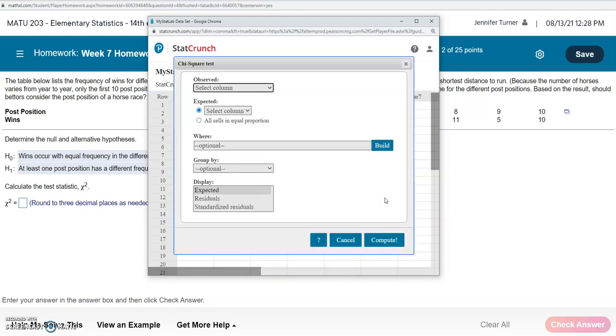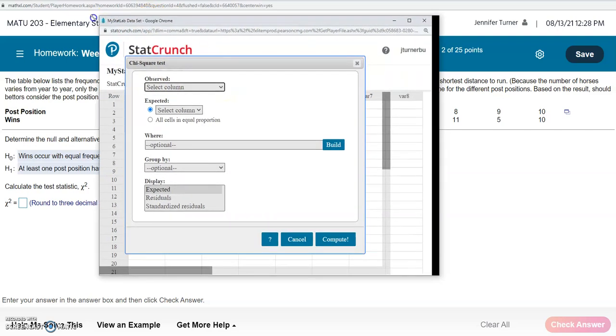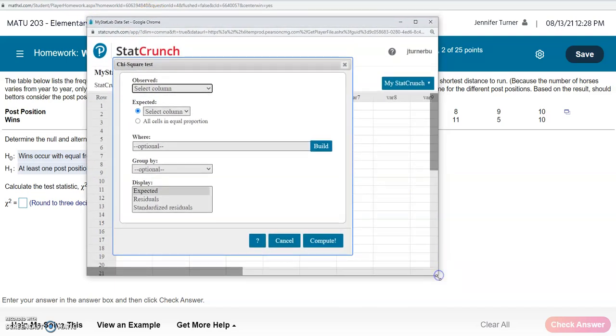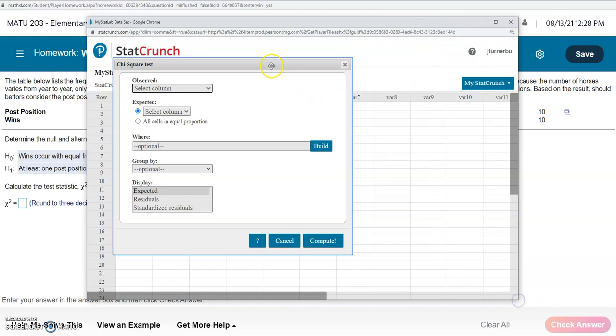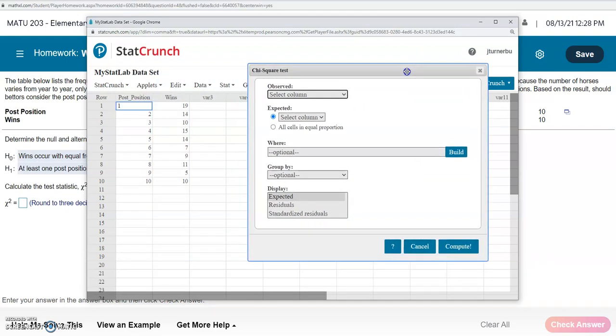So the first thing that they are asking us is what column of data are the observed values in, meaning the data that we actually collected. Which column of data was that in? So let's move this over so we can see. So column 2 that is labeled as wins, that was the data that we collected. That is the total number of observed wins for each of the different post positions. So we'll choose the wins column for the observed data.